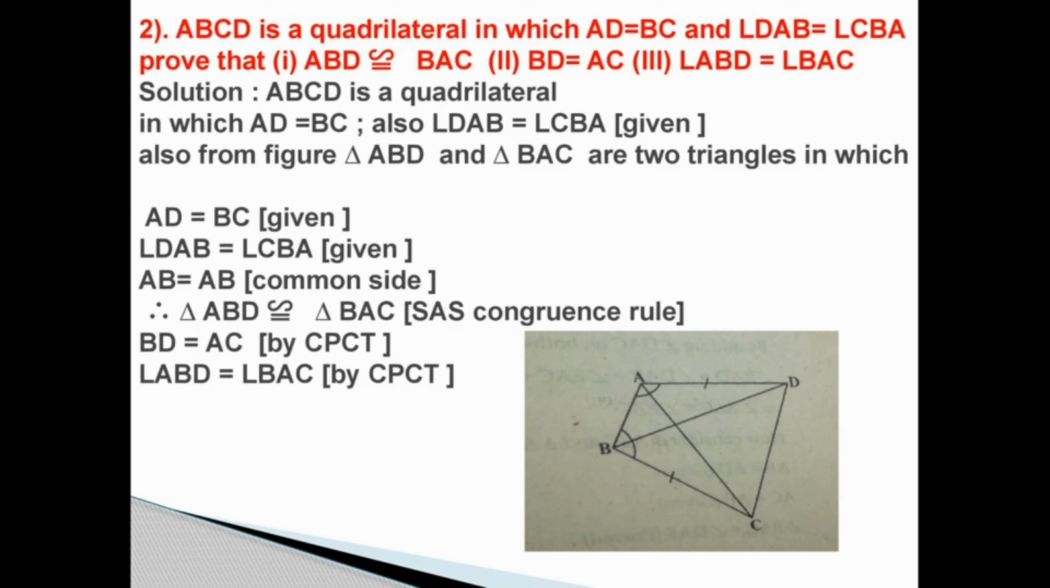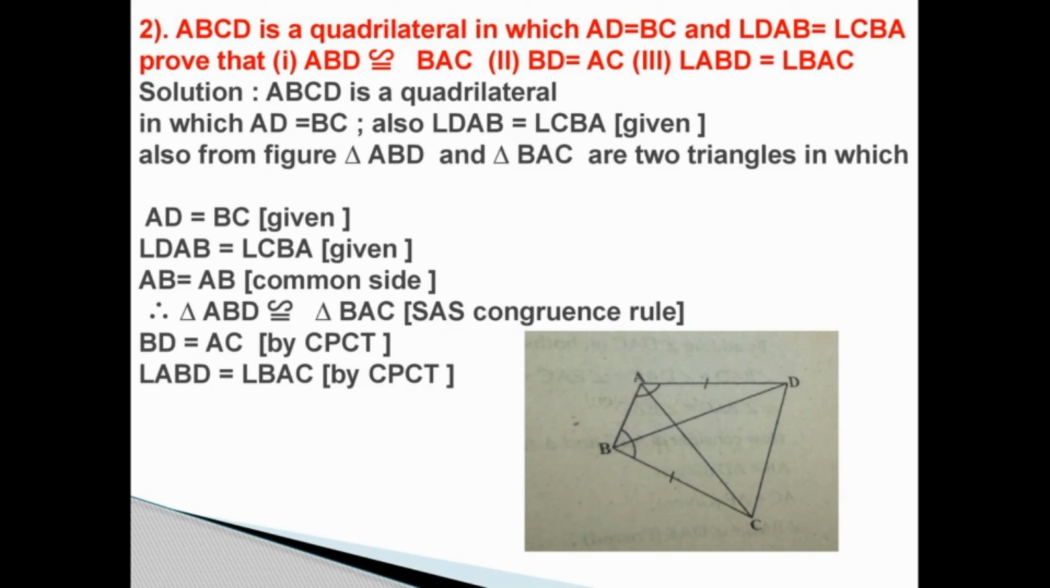Next problem. ABCD is a quadrilateral in which AD is equal to BC and angle DAB is equal to angle CBA. Prove that: first, triangle ABD is congruent to triangle BAC. Second, BD is equal to AC. Third, angle ABD is equal to angle BAC.